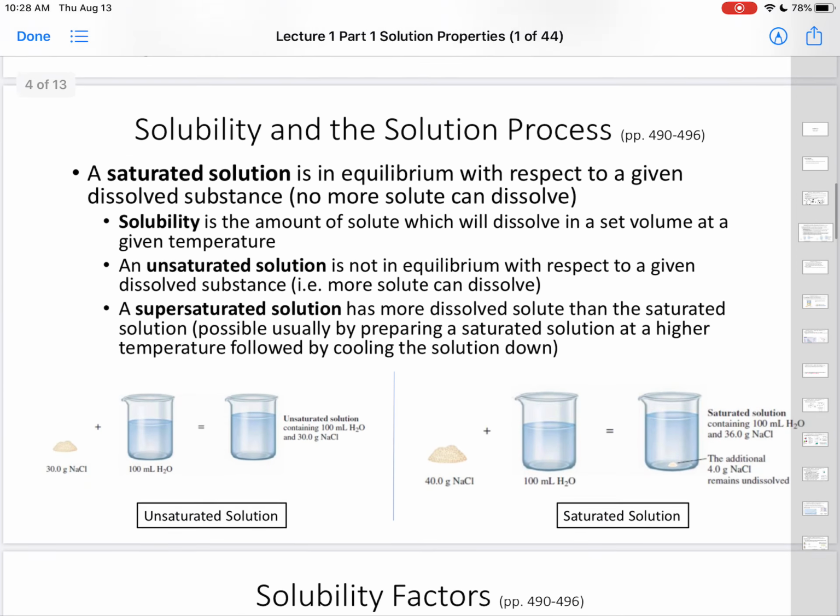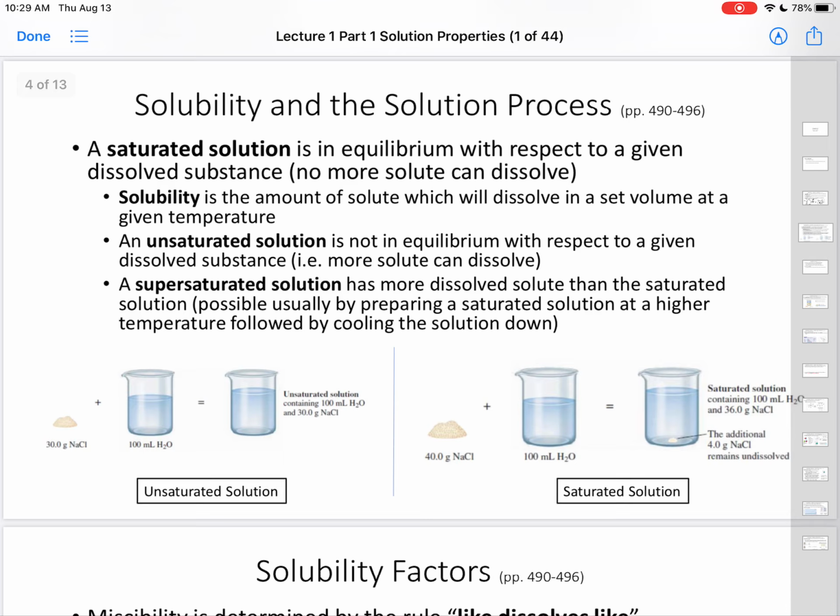So, when we're describing a solution, oftentimes we'll talk about if it's saturated or unsaturated. A saturated solution, this is this word here, is in equilibrium with respect to the given substance. Because it is in equilibrium, no more solute can dissolve. If you add more solute, it will precipitate. An unsaturated solution is not in equilibrium. Because it is not in equilibrium with the substance that is dissolved, more solute can dissolve. So if you add more solute, it will dissolve and not precipitate.